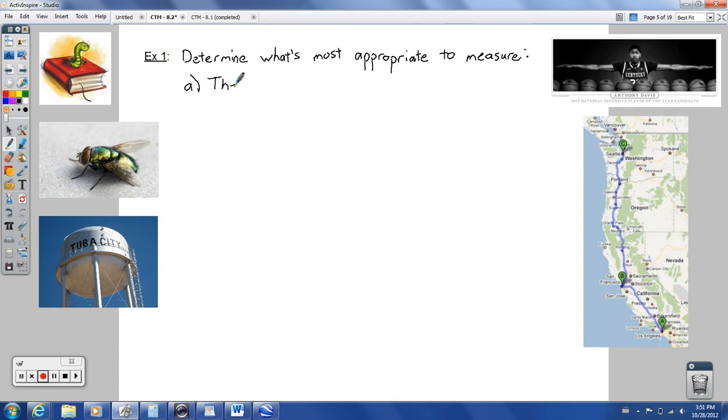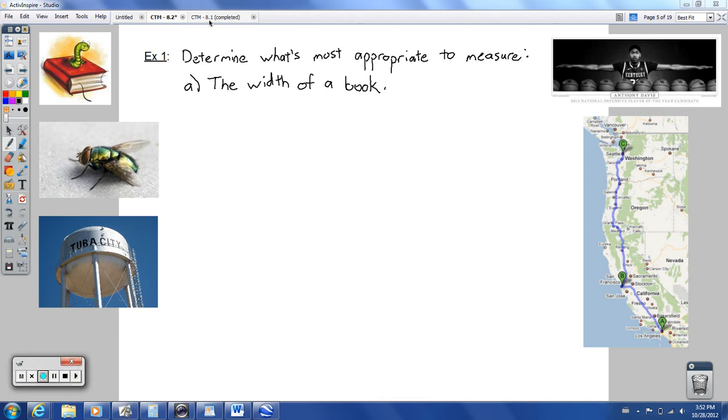So let's say the width of a book. Maybe you like to read books. I know I do. Here's a little bookworm. Maybe you're a bookworm. Sometimes those people are called bookworms. So the width would be this part right here. I would think of this probably being the length. In this case, this would be the width. What would be most appropriate?